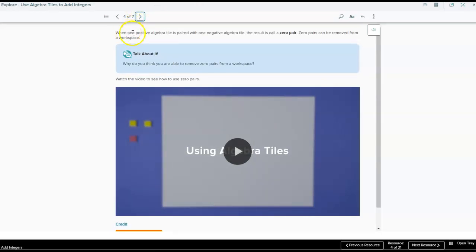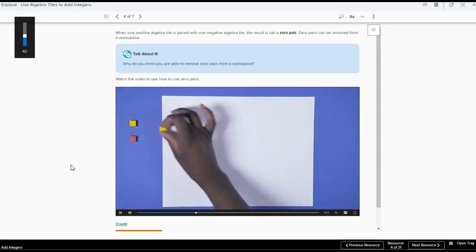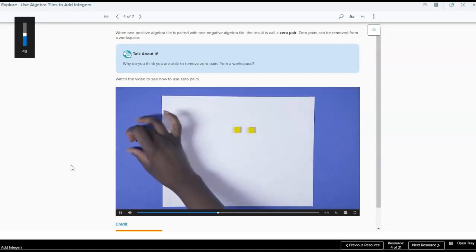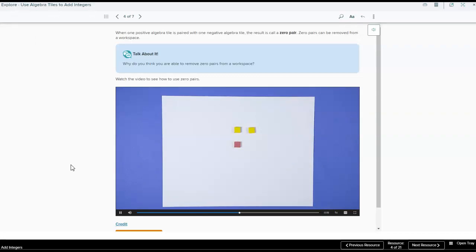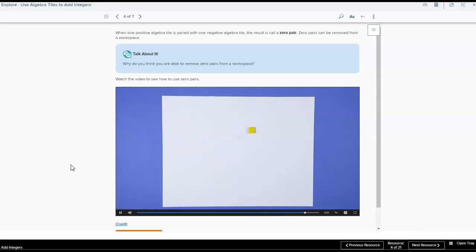Now, when a positive algebra tile is paired with a negative, we call that a zero pair. Zero pairs can be removed from a workspace because we don't really need them. So let's watch this and learn about zero pairs using algebra tiles. Positive 1 tiles are yellow and negative 1 tiles are red. A pair consisting of a positive 1 tile and a negative 1 tile is called a zero pair. The tiles cancel each other out to result in a value of 0.